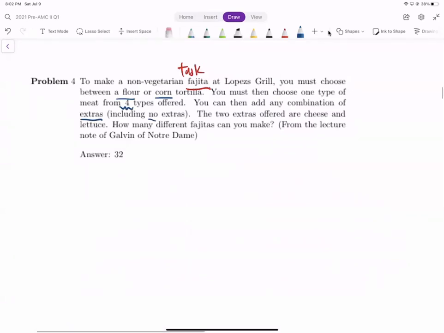The 2 extras offered are cheese and lettuce. Then the question: how many different fajitas can you make? Okay, so here it's clear. The task is to make a fajita, and there are several steps, right? Step 1.